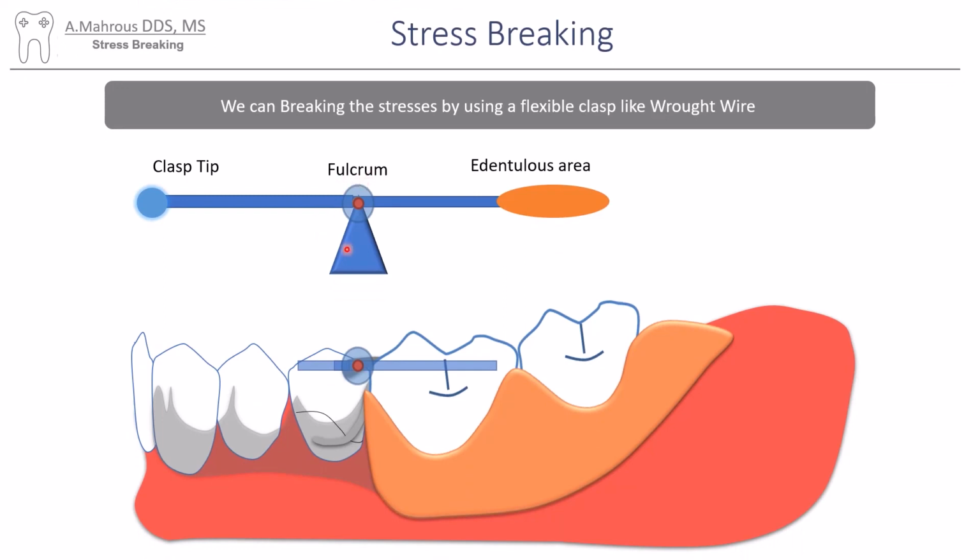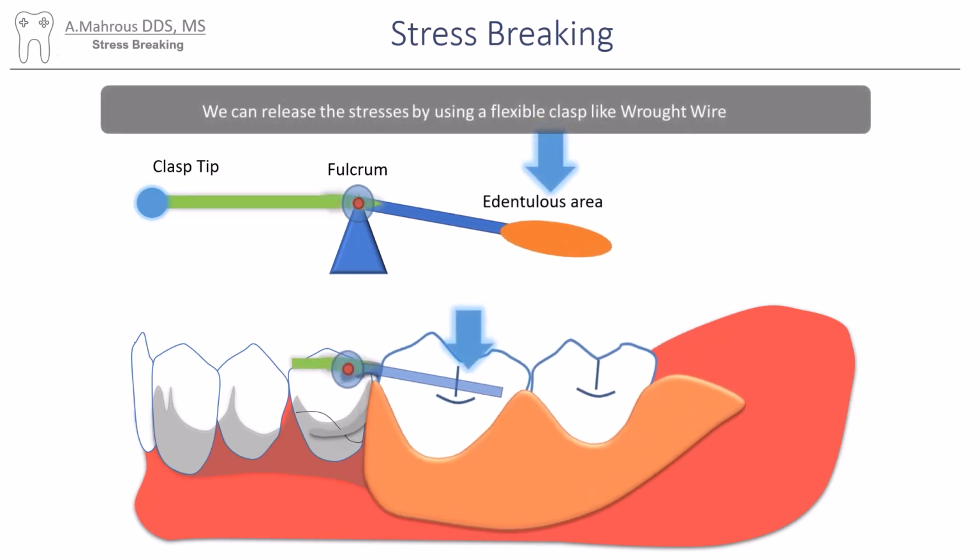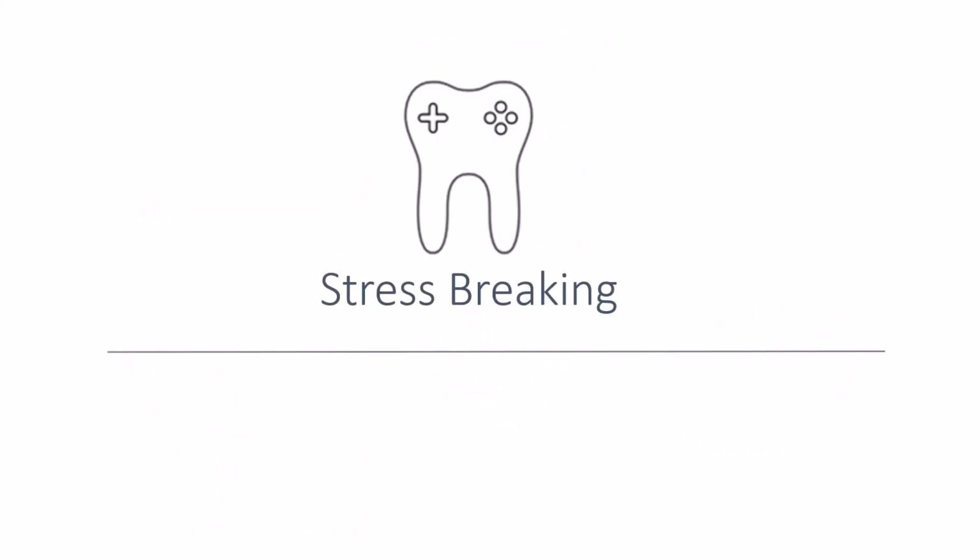Alternatively, you can keep the fulcrum where it is and just change the type of clasp. If you use a wrought wire clasp, the flexibility of the wrought wire clasp will absorb the forces and will not transmit it to the abutment. We hope that this makes stress breaking a little bit more understandable.